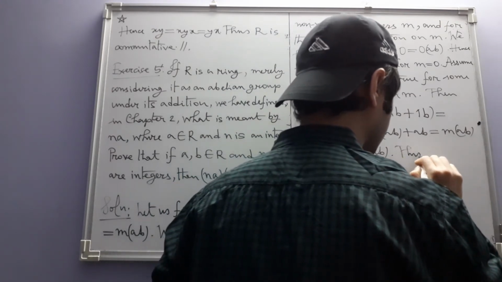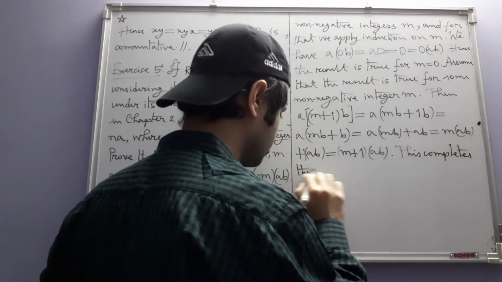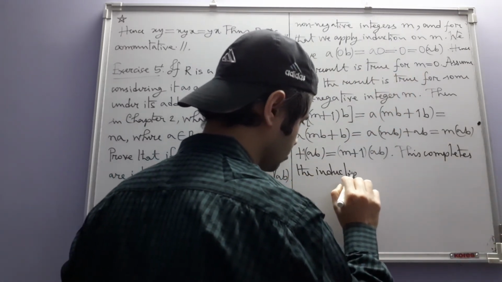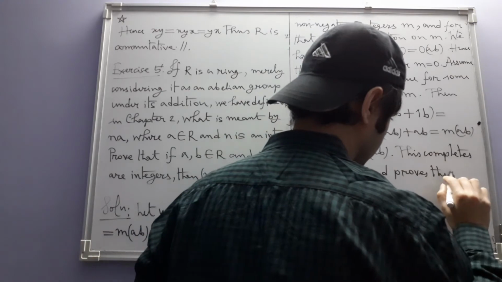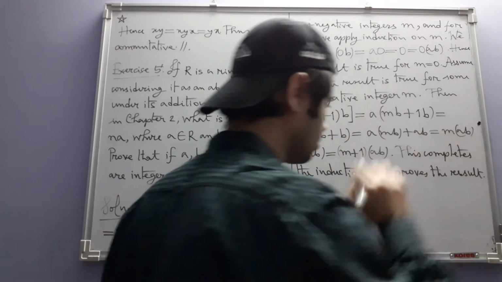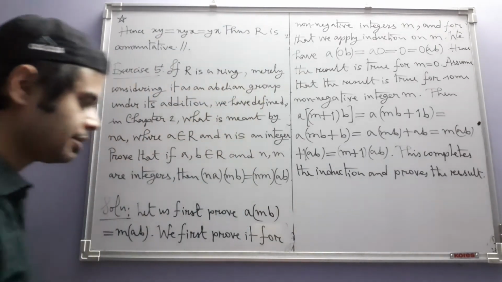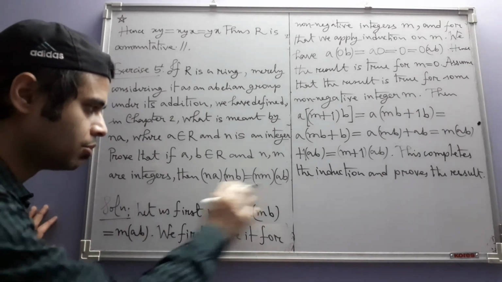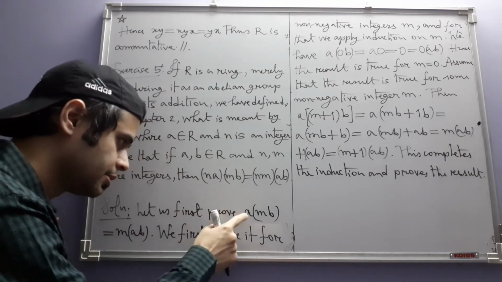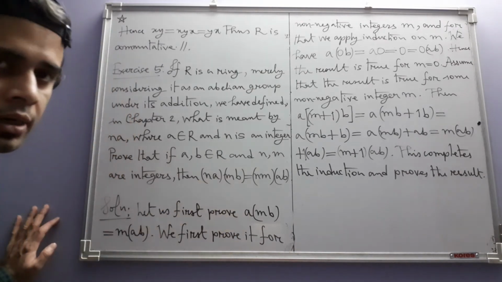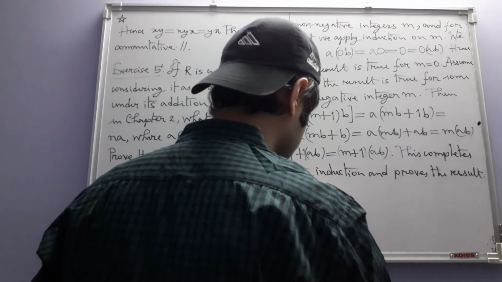So this completes the induction and proves the result. Fine. But that's not what we are after. We want to prove something more general. This is only one case where, if you look carefully, this is what we get when we put n equal to 1. So that is only one case. Now we prove the general thing. Next.